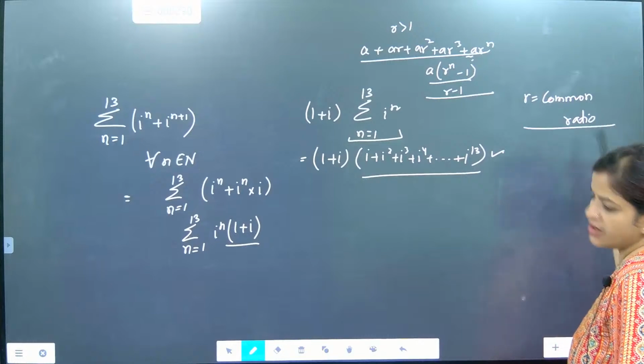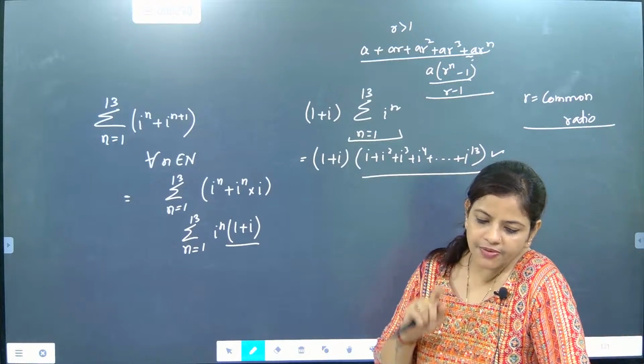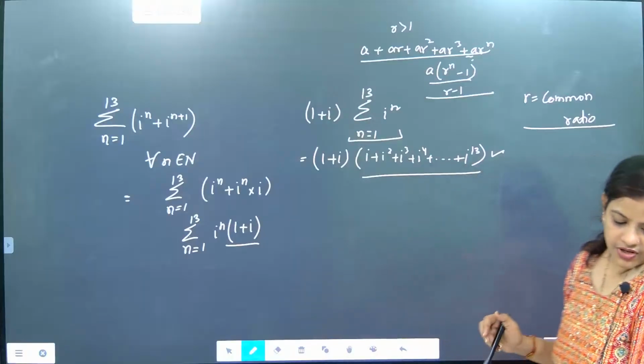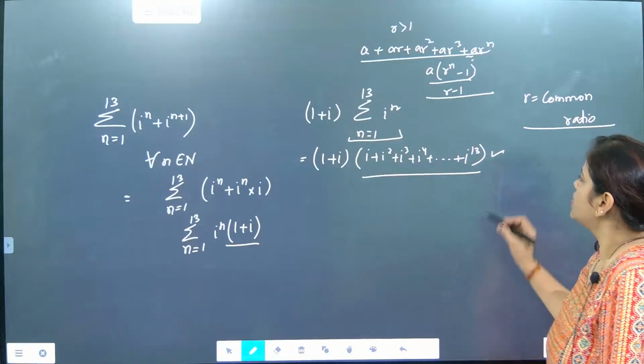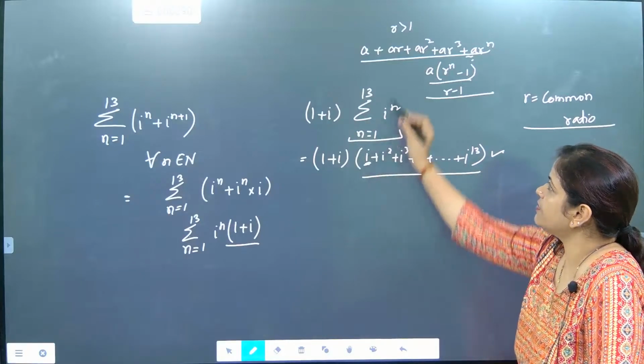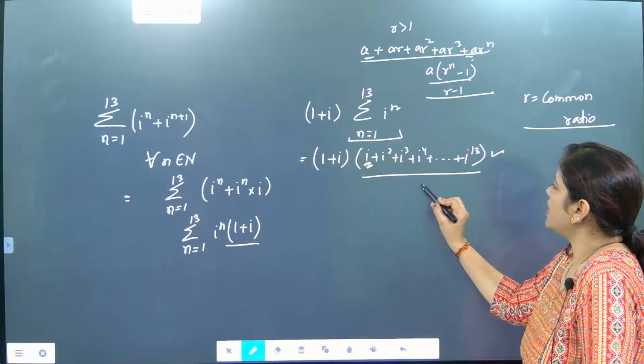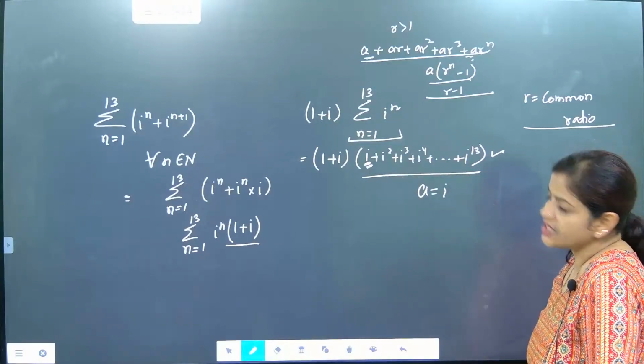Since R is considered the common ratio, we can directly write the formula here. What is A here? The first term is A, and A can be taken here as i. So A is coming as i. What is the ratio?